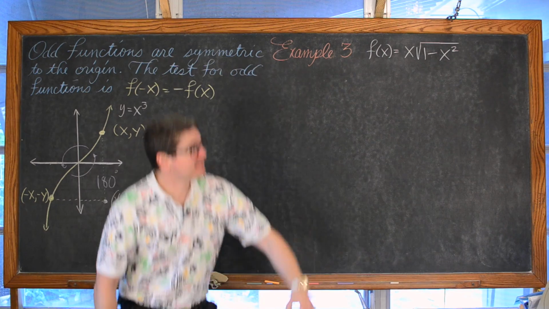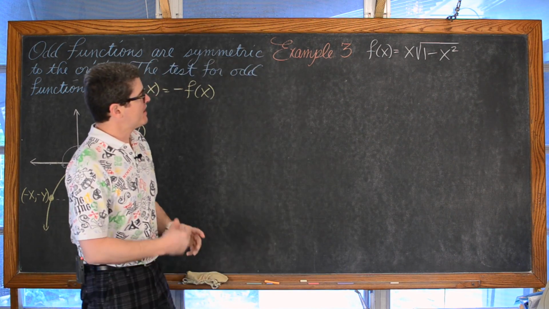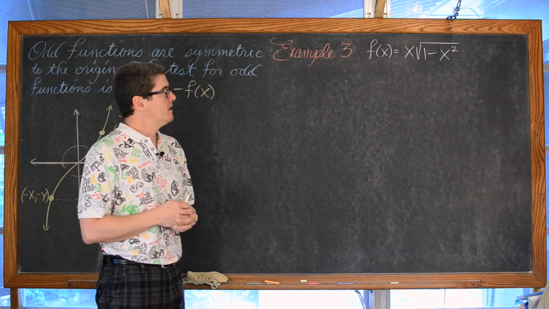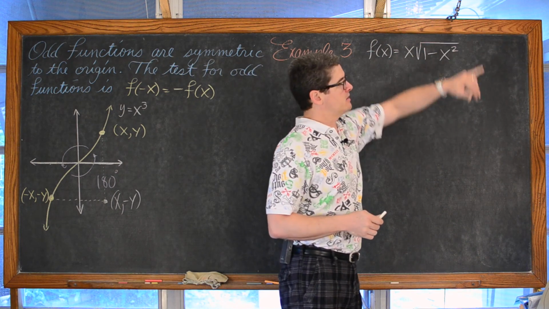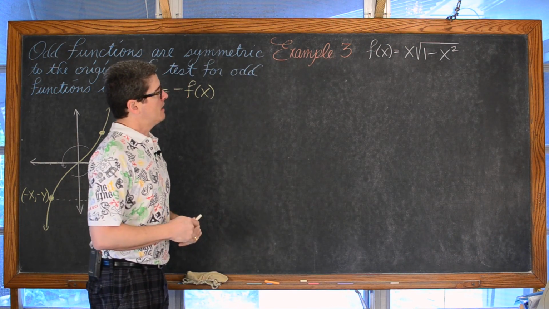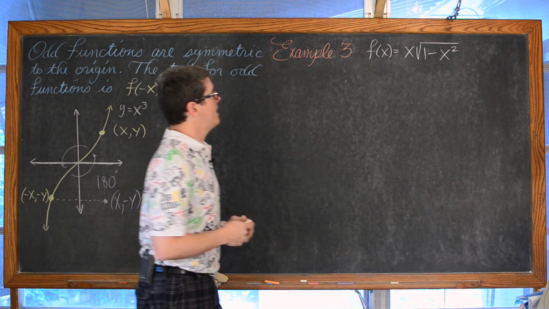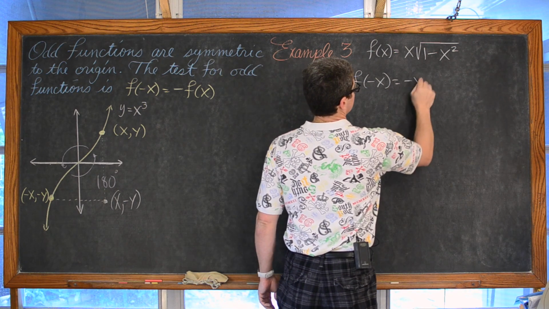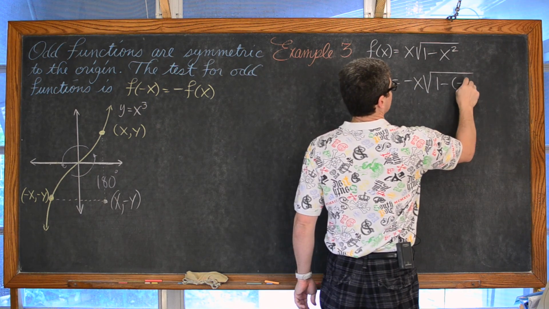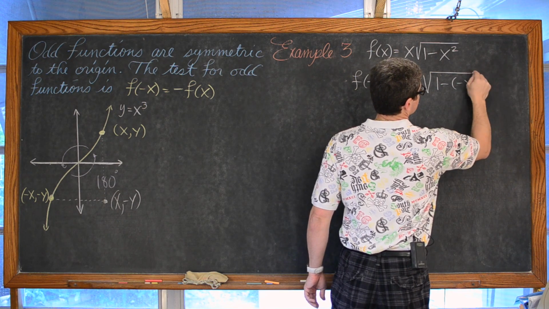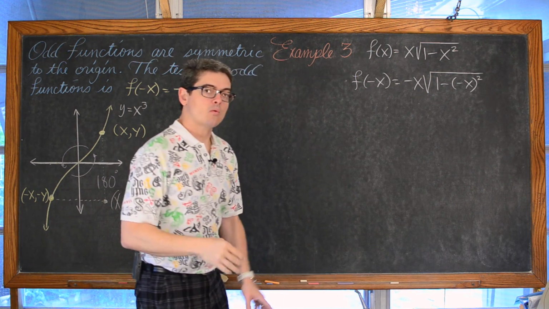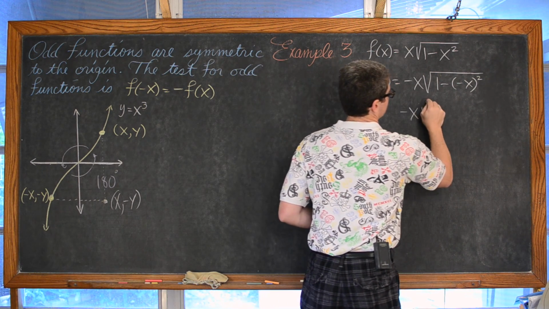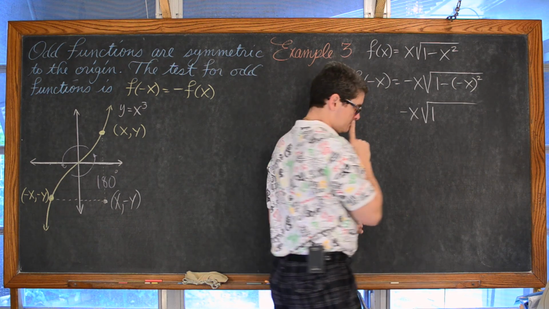For our third example, we have f of x is equal to x times the square root of 1 minus x squared. Certainly because of the radical in here, we don't have a basic polynomial function. Let's go ahead and plug in the opposite of x and see what happens. So we have f of negative x is equal to negative x times the square root of 1 minus the opposite of x, squared, keeping that in parentheses. And we get negative x, or the opposite of x, times the square root of 1.